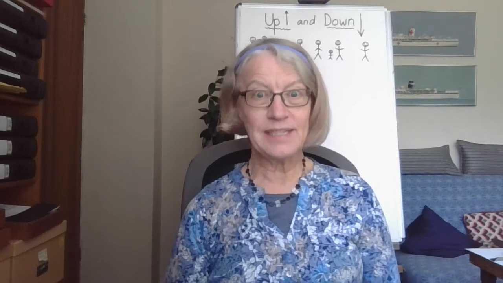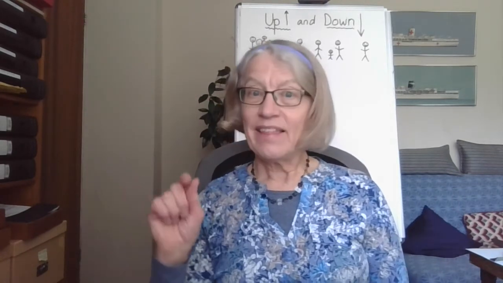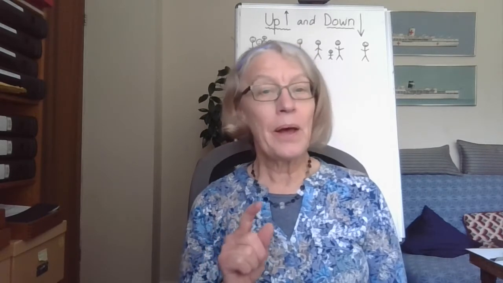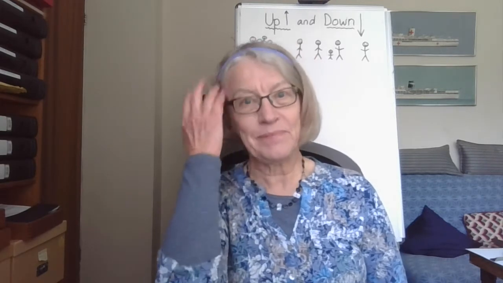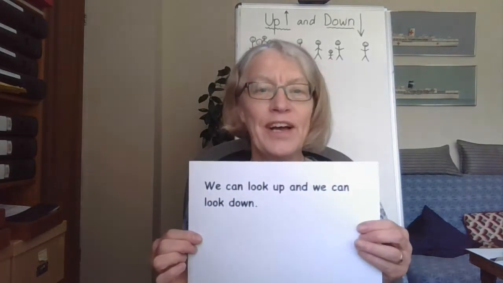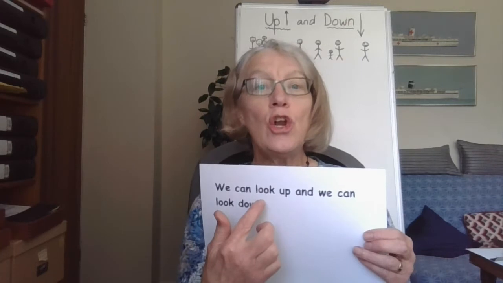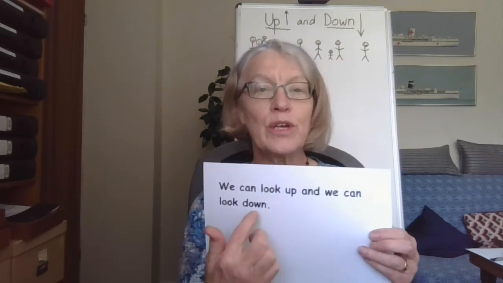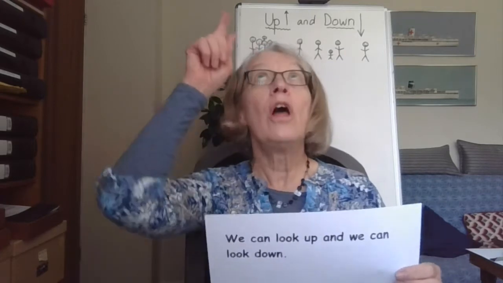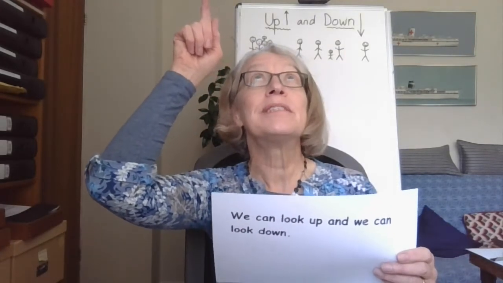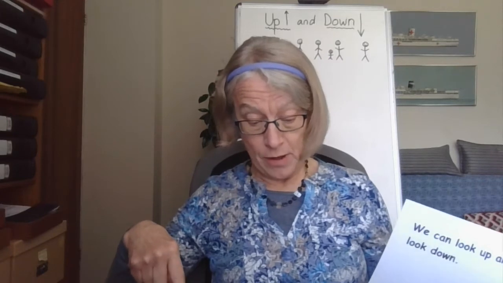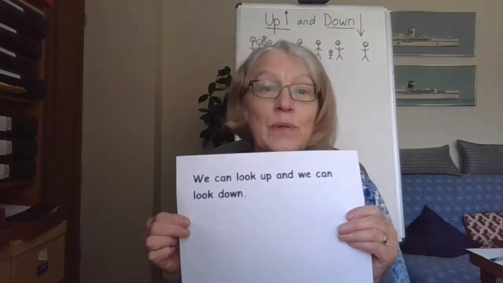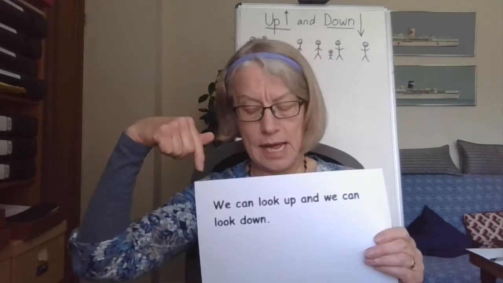Now I'm going to talk about some of the ways we use the words up and down. They are very simple words, but the way we use them in English can be quite complicated. So first of all, we can look up and we can look down. So with our eyes, we can look up. I'm looking up at the moment. Or we can look down. I'm looking down at the moment. So we can use our eyes to look up and look down.